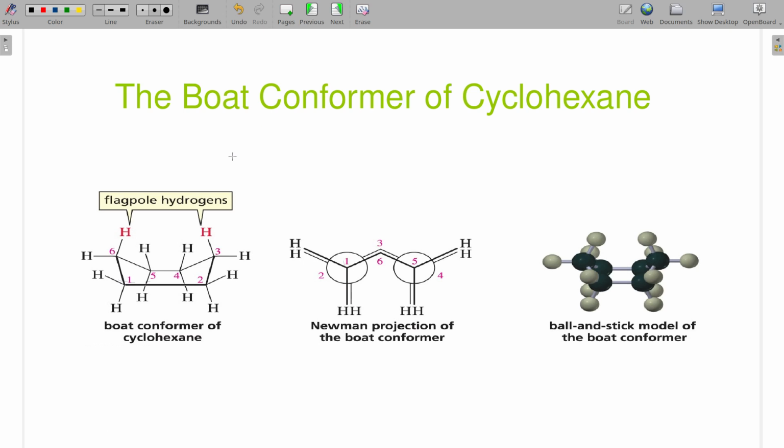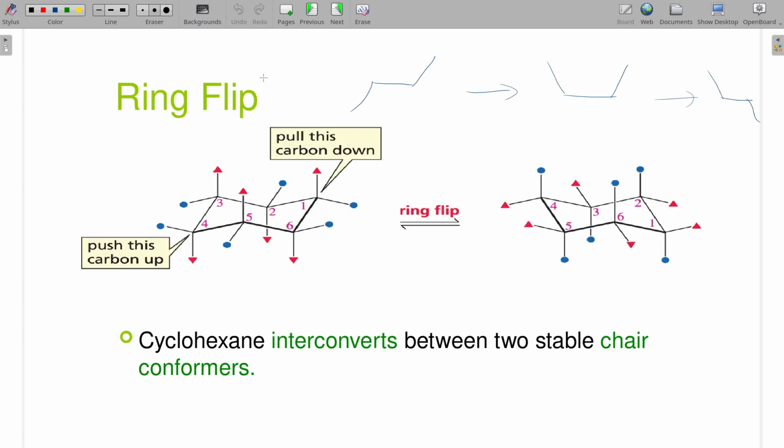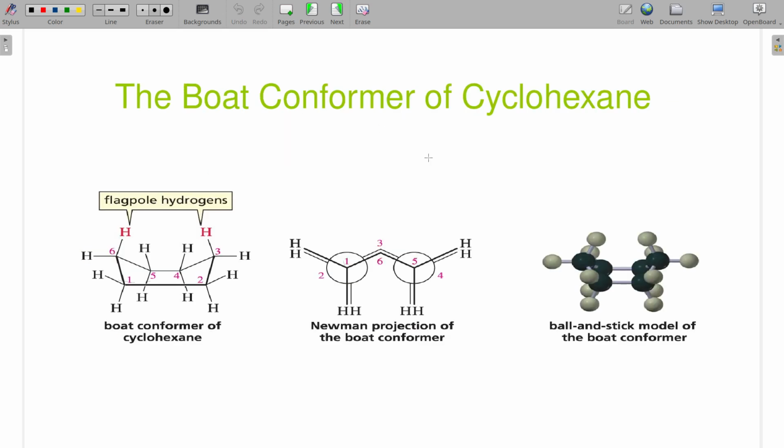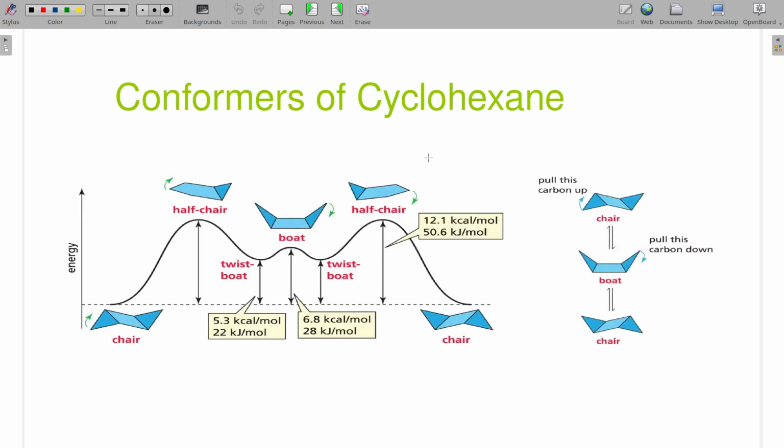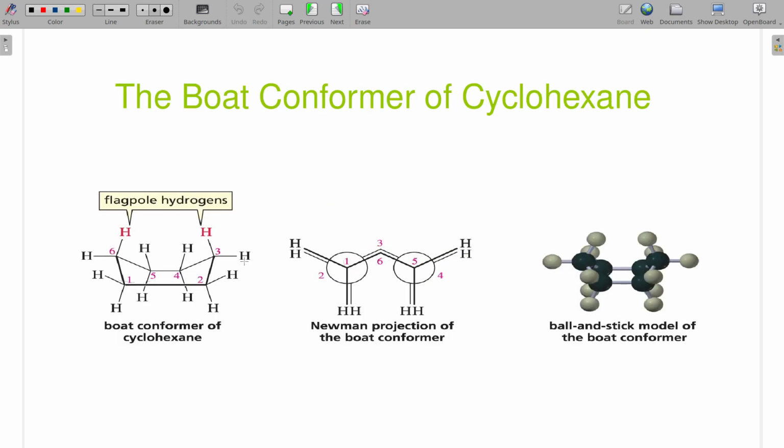If you think about that whole mechanism I'm showing, this thing must come up, right, to get to this point? Well, at one point here, it would be perfectly flat. It'd have to be, right? Well, that requires a lot of energy. That half chair, where it's perfectly flat, requires a lot of energy to get to it. And then we go to the boat. But we don't go directly to the boat. We actually go to what we call a twist boat.